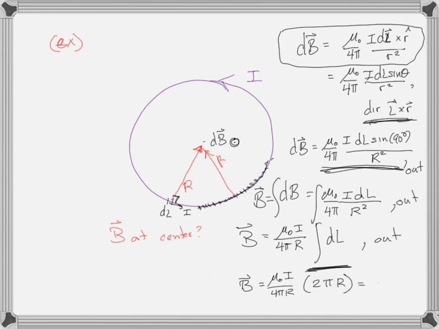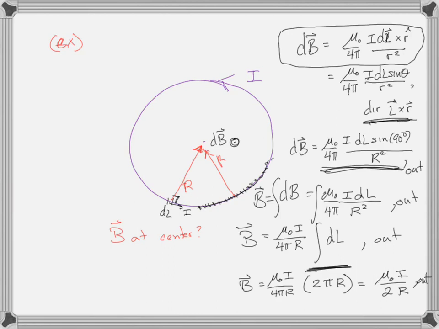So what we're left with for the magnetic field of a circular loop of wire is mu naught I over 2r. The magnetic field of a circular loop of wire is mu naught I over 2r, and according to the right-hand rule, it's out when the current is counterclockwise.